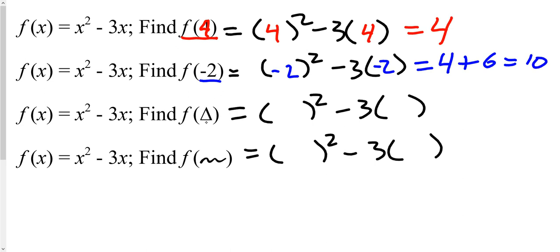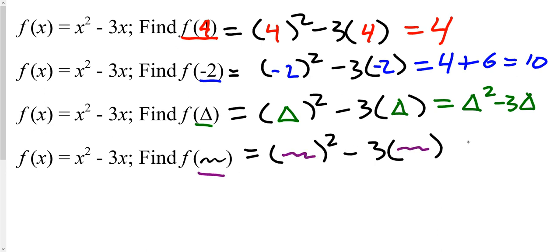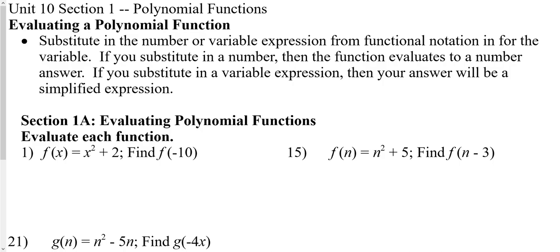Now the next one is you're just putting in a triangle, so we just get this. So really, we can't do a whole lot other than maybe write it without parentheses. And then we have our input is squiggle. Really, it doesn't make a difference what is in our parentheses. Whatever it is, that's what we put in for our variable. So really, that's what we're doing here on these 3 problems as we officially start section 1 of chapter 10.